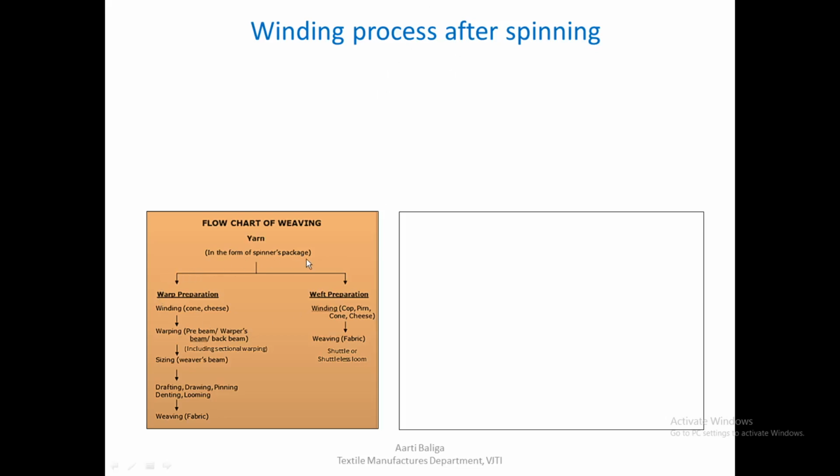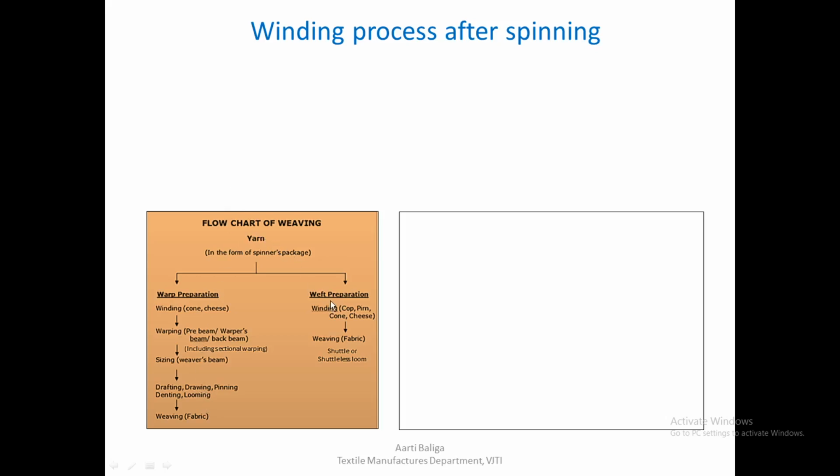So this is a flowchart of weaving where we get the yarn in the form of a spinner's package, and this particular yarn may go either for warp preparation or it can go for weft preparation. In case of warp preparation, the first process would be winding, in which the final package that is produced is either a cone or a cheese. After winding, it goes on warping, then sizing, then drawing in, and then weaving.